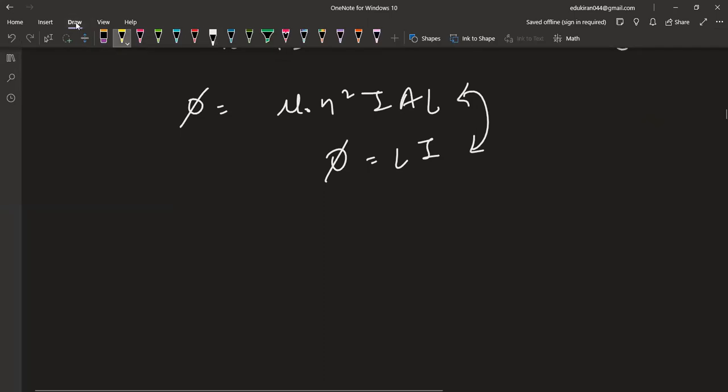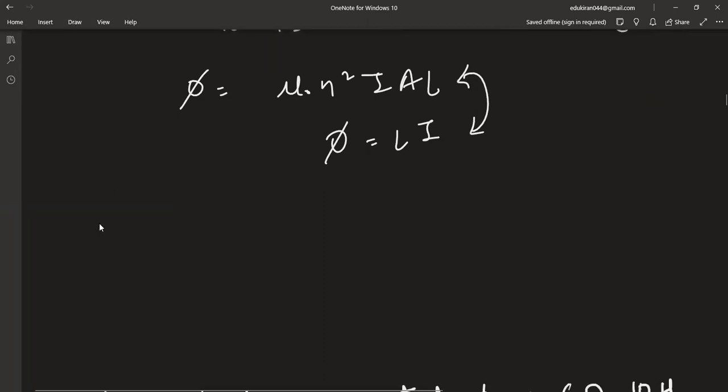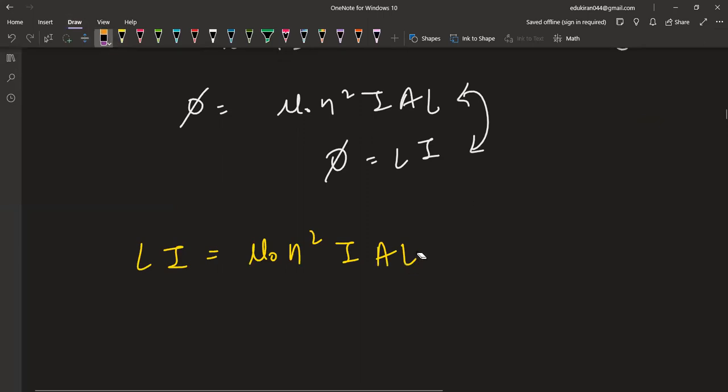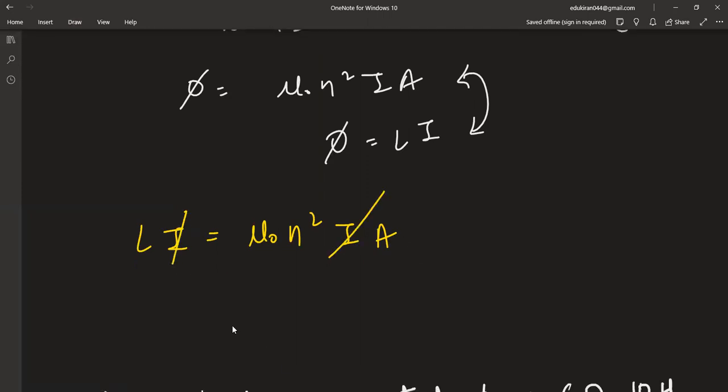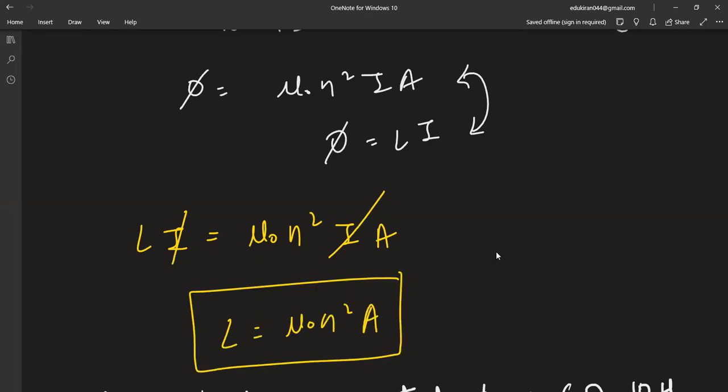If you equate 1 and 2, you will get L i is equal to mu naught n squared i A l. Not A l, sorry, there is no l on this side. This cancels i. So inductance has one more formula, mu naught n squared A. Just in case a solenoid is given to you, or you can write N squared by l, into area, where you put the value.